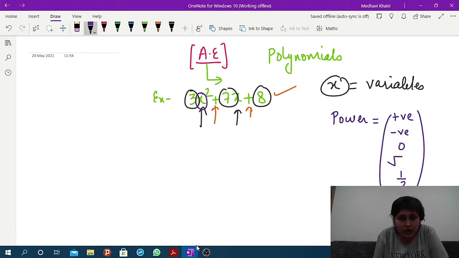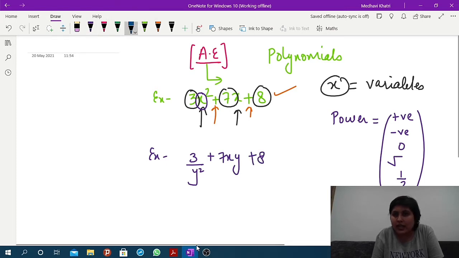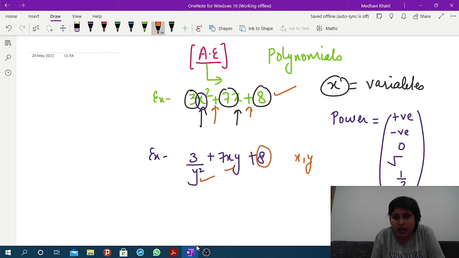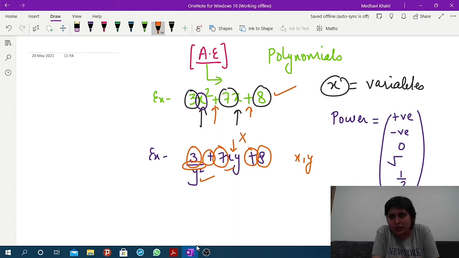Now let's suppose I am writing 3 upon y square plus 7xy plus 8. Now we have to check whether it is an algebraic expression or not. The algebraic expression definition says that it should consist of variables, which it already has, x and y. It should have constants, which it has, only 3, 7 and 8. It should have some mathematical operations. Here it has a plus sign, here we have divide, and in between these we have a multiplication sign. So here we can find that it is a complete algebraic expression.